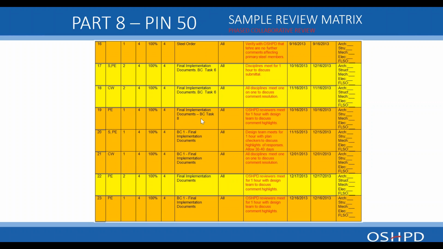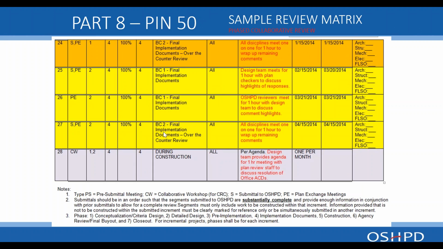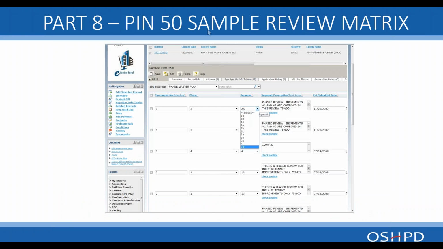This is increment 1, and you'll see that we've provided for back checks even through back check 2. Okay, so this helps you. This is a good guide in preparing your sample or your review matrix for your project. The sample review matrix includes segments in a phased review, and those phased review segments do align with our Acela computer system, segments 1A, 1B, 1C.